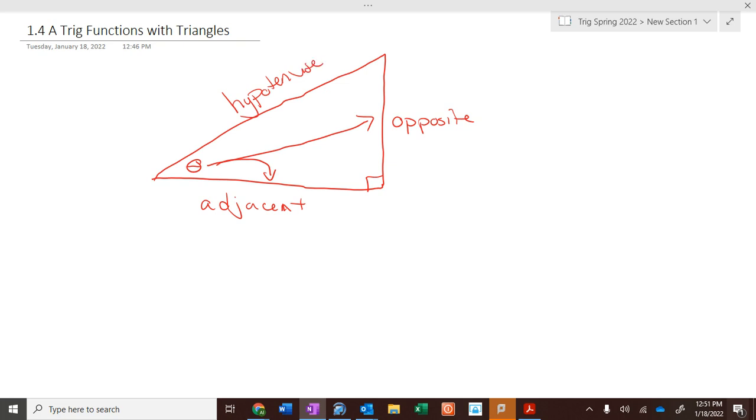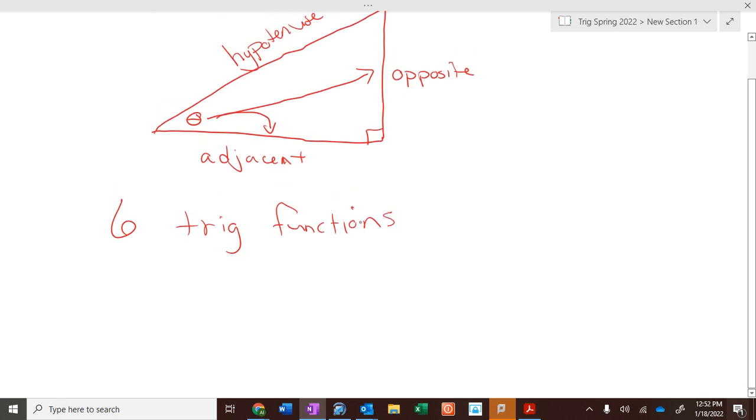Okay? So you have 6 trig functions. They are sine of the angle, which is the opposite side over the hypotenuse. You have the cosine of the angle, which is the what over what? Adjacent over the hypotenuse. You have the tangent of the angle, which is opposite over adjacent.